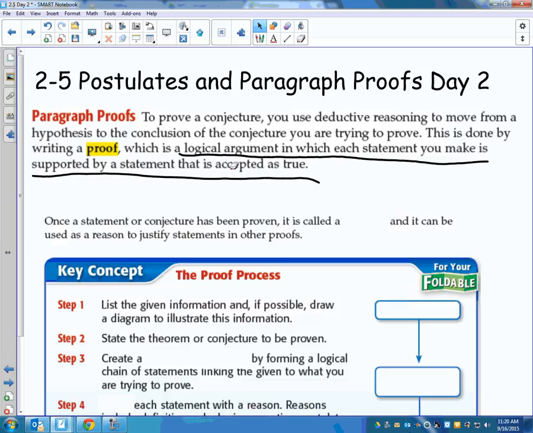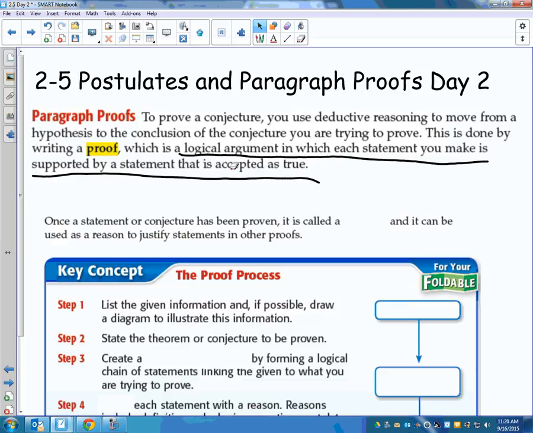Each statement you make in a proof has to be supported by a statement that is accepted as true. Like if you can support it with a postulate, or something else that we've learned, or a rule, or a definition, that is a statement that can support your reasoning. All right? So if you want to prove something, you ever heard someone be like, prove it, right? They say something like, prove it, and then you can actually show them that it works. That's proof, right? Showing that something works.